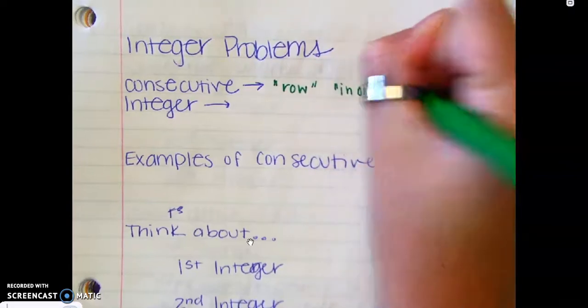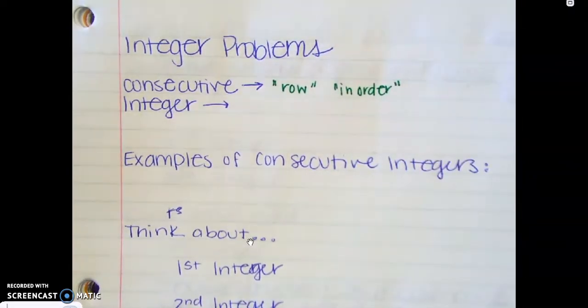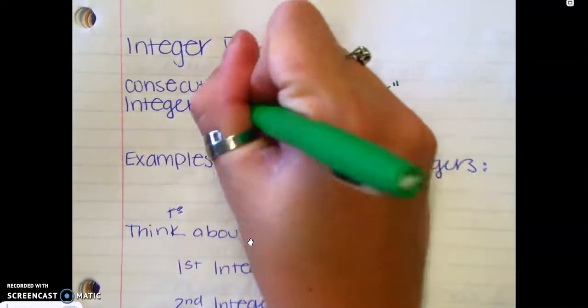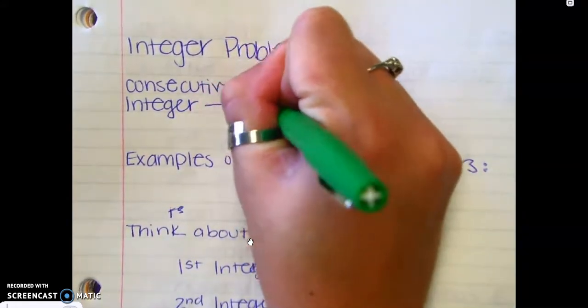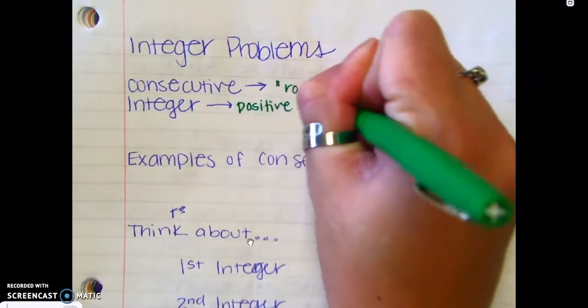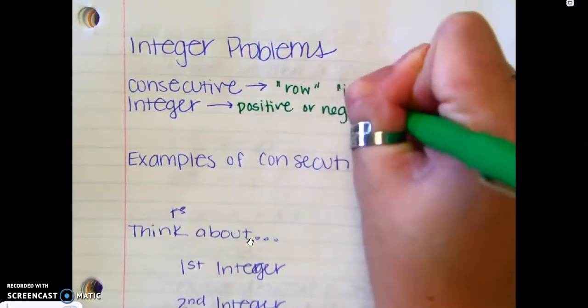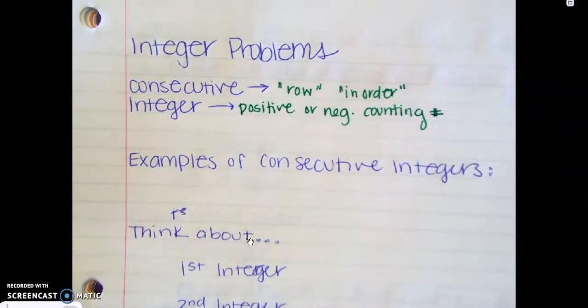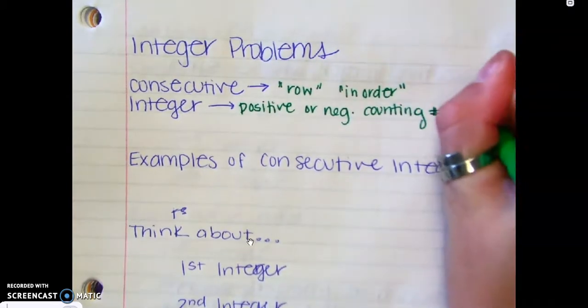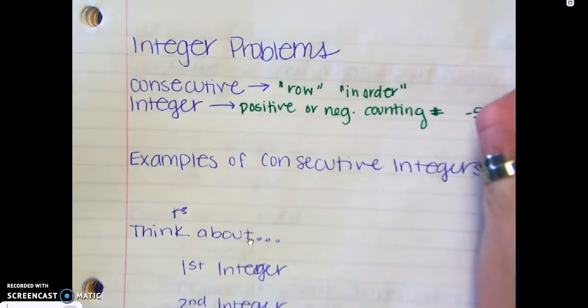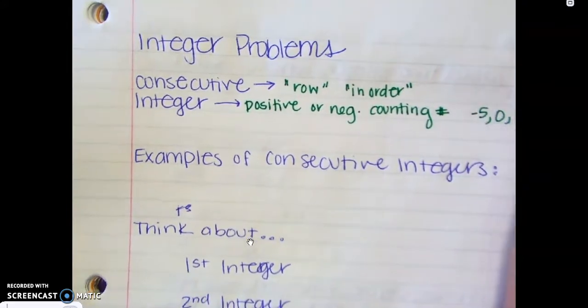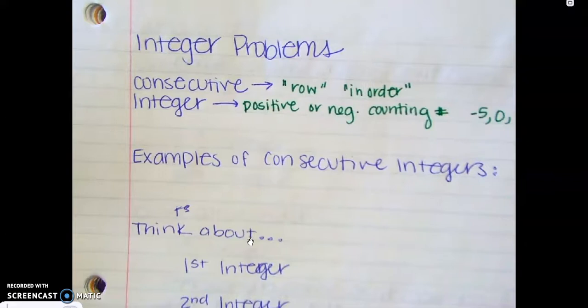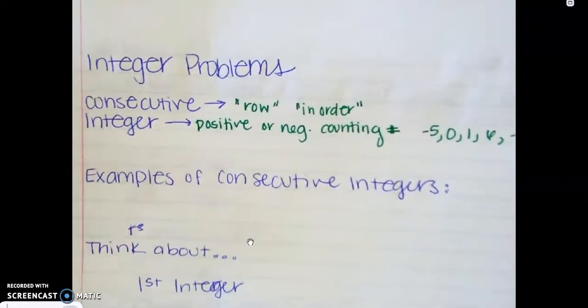And then integer, if you remember from unit number 1, integer is any positive or negative counting number. And you do need to know this, because it's going to be a word that's thrown around a lot this year and next year, so you need to make sure you know what an integer is. That would be anything like -5, 0, 1, 6, -72, any whole number that's either positive or negative. No decimals, nothing like that.